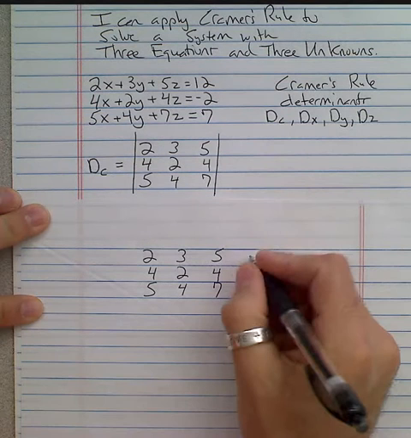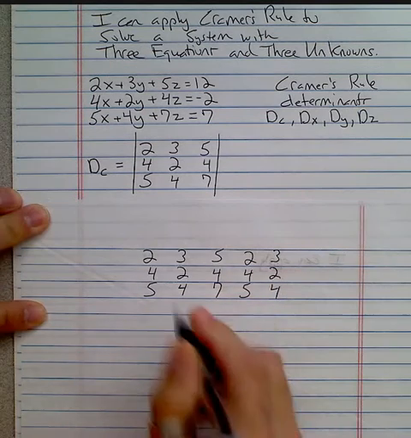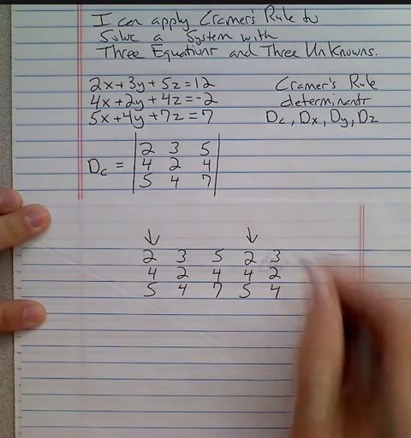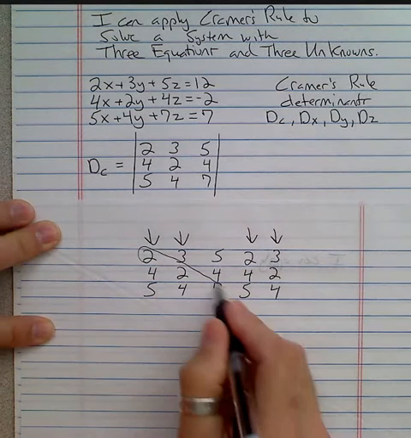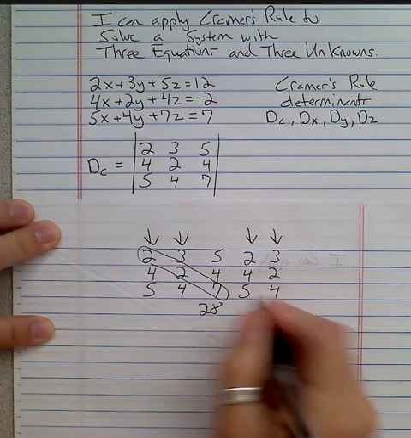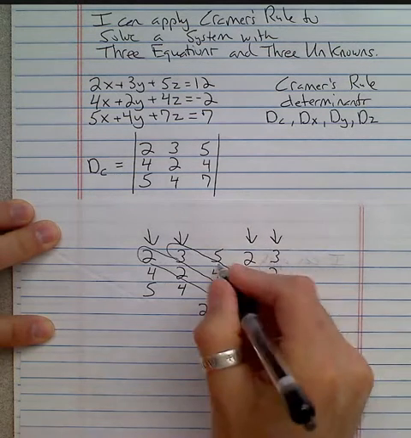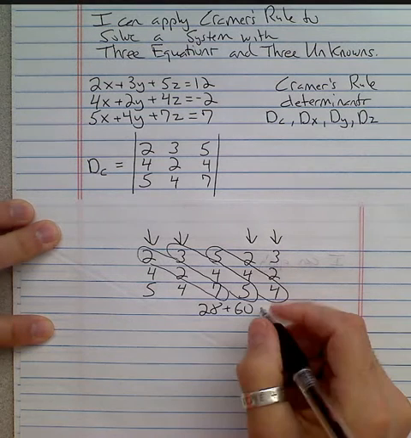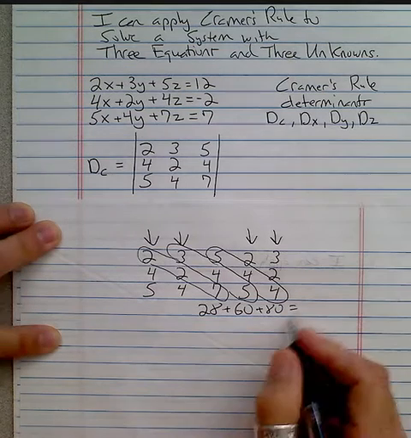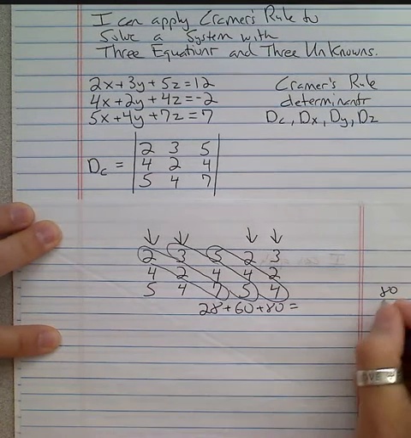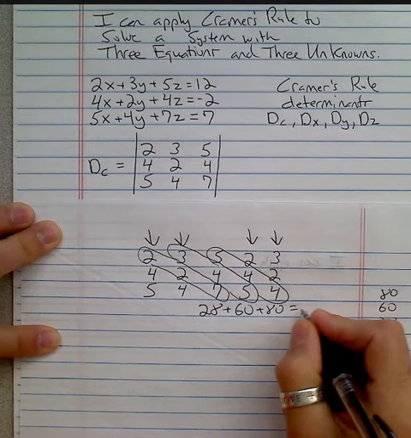And the diagonal method says that we can copy the first two columns. So the first column was copied at the end, and then the second column was copied. And then we're going to multiply diagonally. This will give me 28. This will give me 60. This will give me 20 times 4 is 80. And then we would add these diagonal products together. So we would have 80, 60, and 28. And that would give us 168.